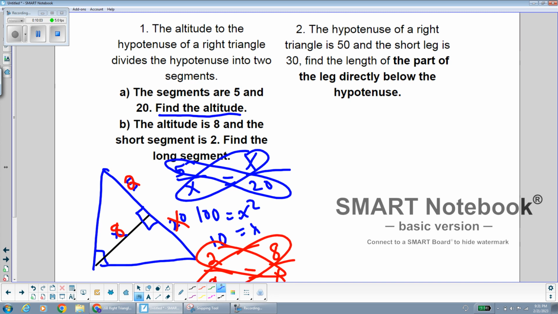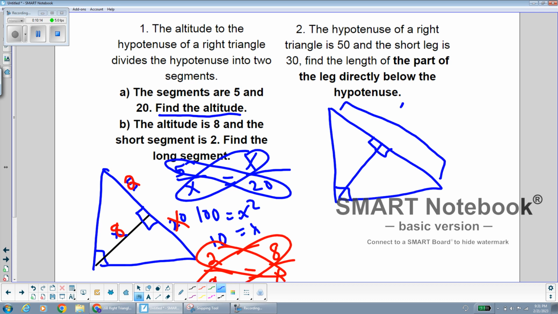Okay, here we have another example. Let me just set up my diagram. Once again, it's always the same setup every time. So the hypotenuse of a right triangle is 50. So let me label that. And the short leg is 30. Find the length of the part of the hypotenuse directly below the leg. There was a typo there in the question; it's supposed to say find the length of the part of the hypotenuse directly below the leg.